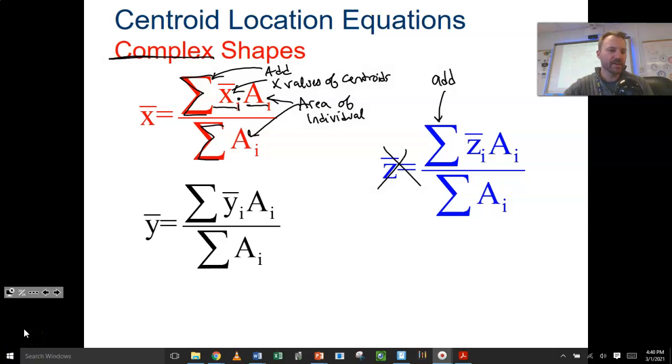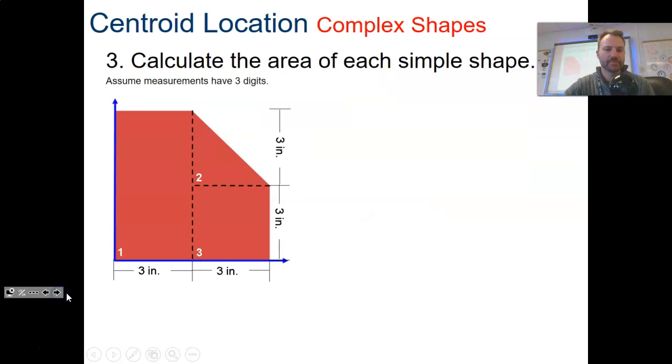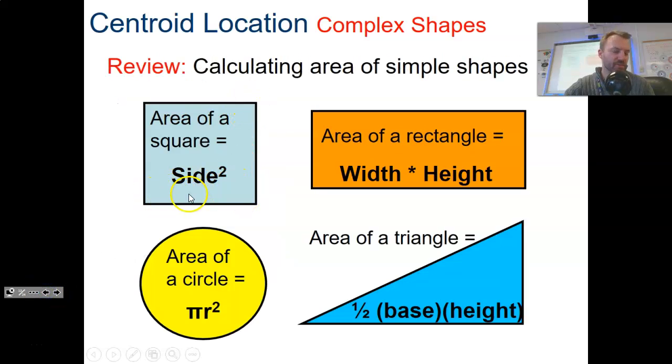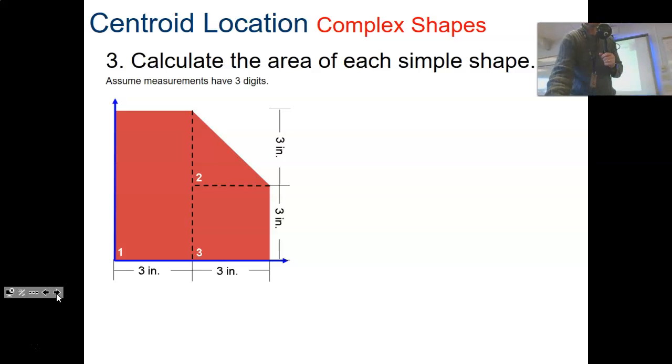So let's take a refresher course on areas in case we didn't know. A square is just the side squared, hence the name square. A rectangle is the width times the height. A circle, this is one that people forget all the time, is pi r squared. And the area of a triangle is the base times height divided by 2, 1/2 base times height. So let's go back to this quote-unquote complex shape, and let's go through how to find the centroid of this complex shape. So step 1 is find the centroid of each individual shape.